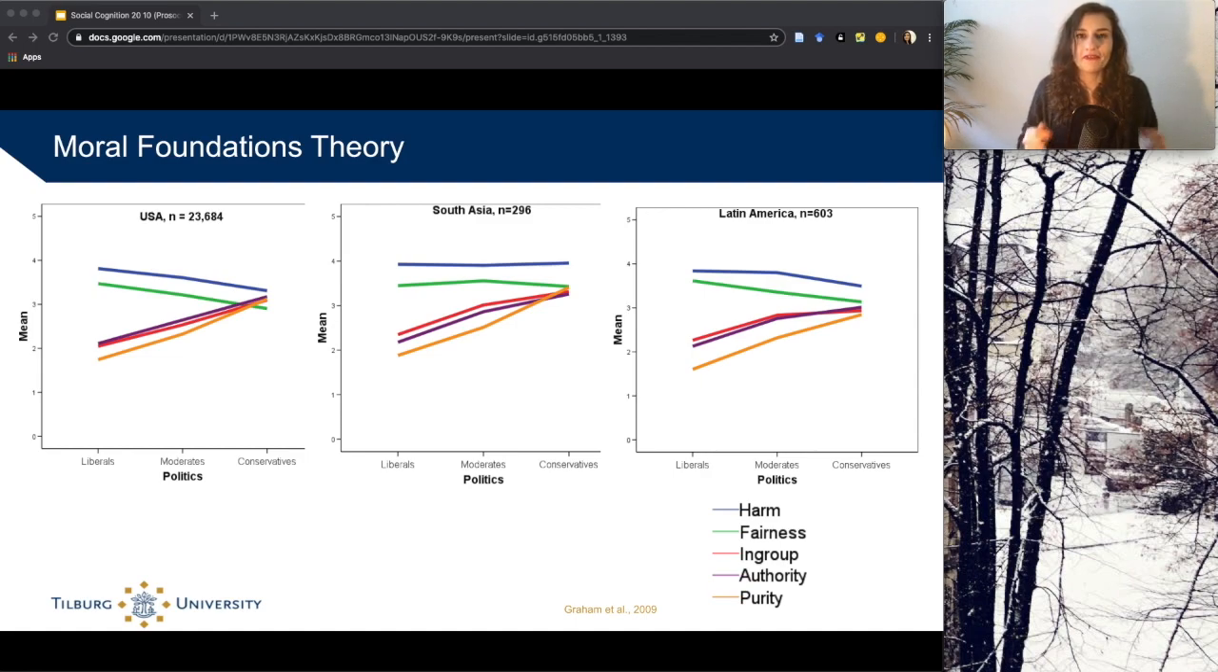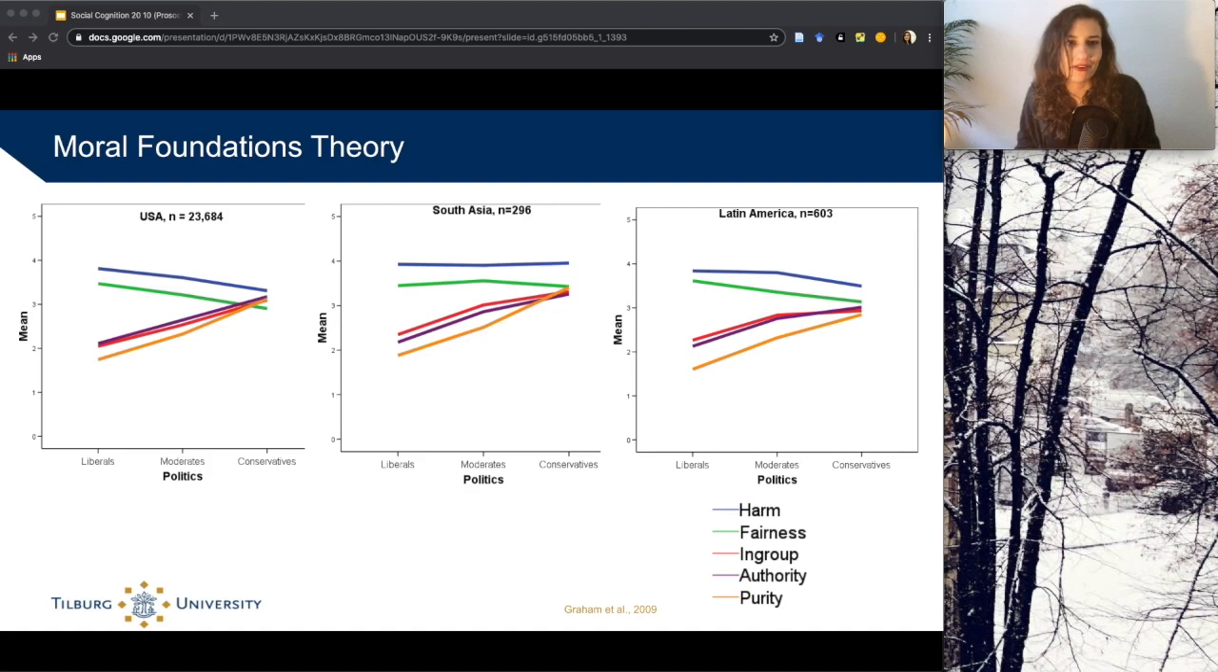So we have information about the political orientation of respondents. And then lastly, we have 3 plots. So there's also some cross-cultural or international comparison going on. So we have data from the US, we have data from South Asia, and we have data from Latin America. And what do we see? Well, let's focus on the cross-country difference first. The patterns between countries actually look relatively similar. So there may be some differences, but overall the pattern looks pretty similar.